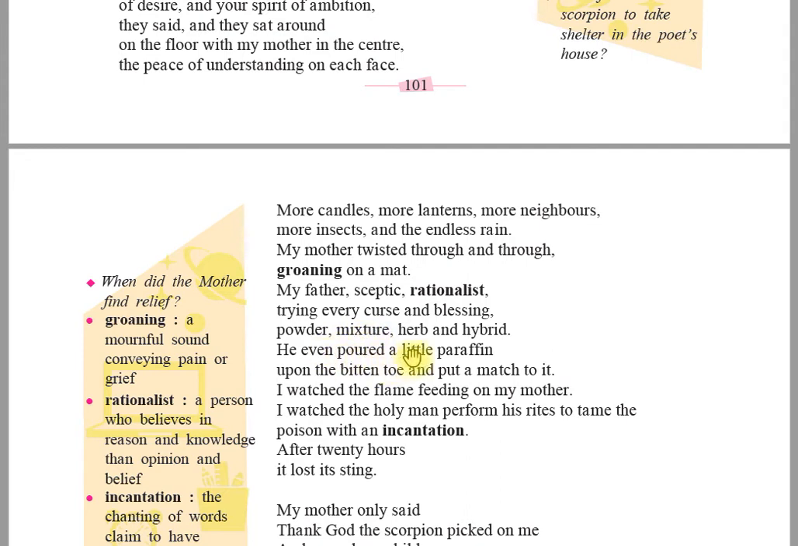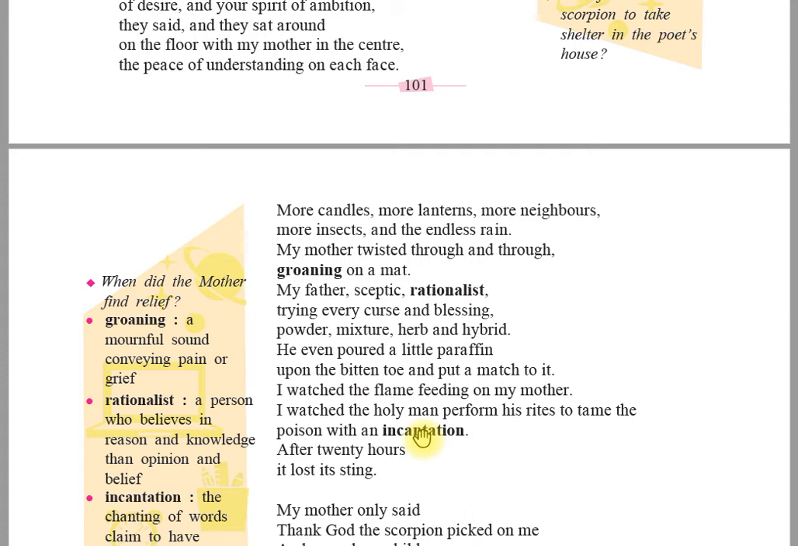He even poured a little paraffin. Paraffin means the wax. When the wax gets melted upon the beaten toe, he put a match to it. So the wax was put on the mother's toe and it was lit up so that the poison could die. I watched the flame feeding on my mother. I watched the holy man perform his rites to tame the poison with an incantation. Now let us see what these lines mean.